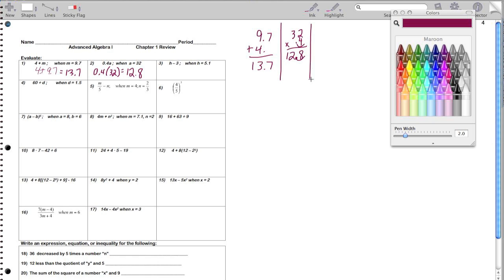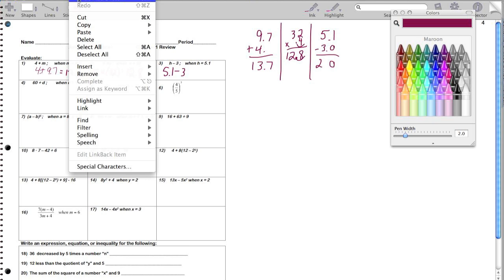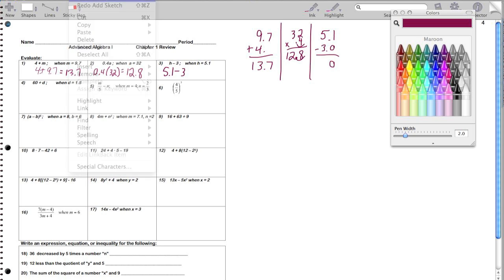Number 3, h minus 3. So first I'm going to substitute the 5.1 in for h because that's what they tell us. Minus 3. So again, 5.1 minus 3. Line up my decimal points. 1 minus 0 is 0. 5 minus 3 is 2. Oh, 1 minus 0 is not 0. That's not true. 1 minus 0 is 1. 5 minus 3 is 2. You're going to get 2.1. There we go. That's more like it.